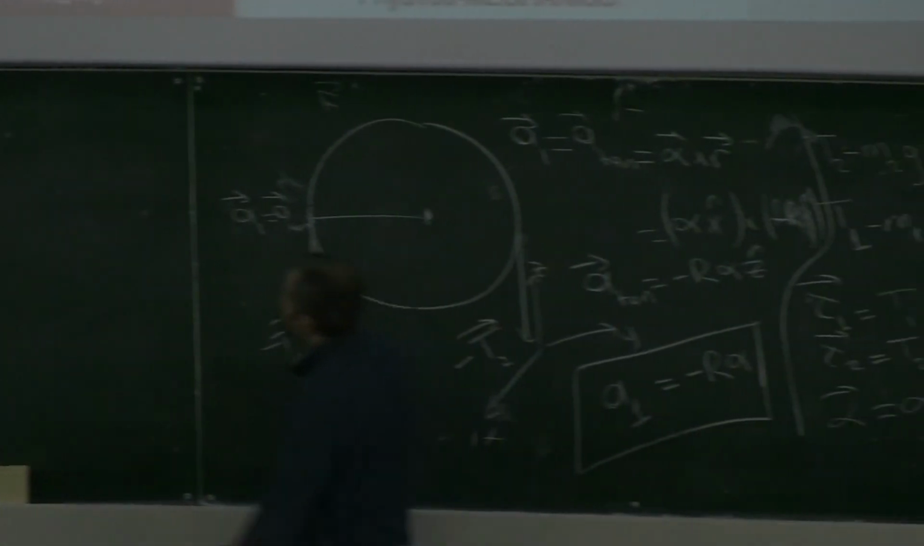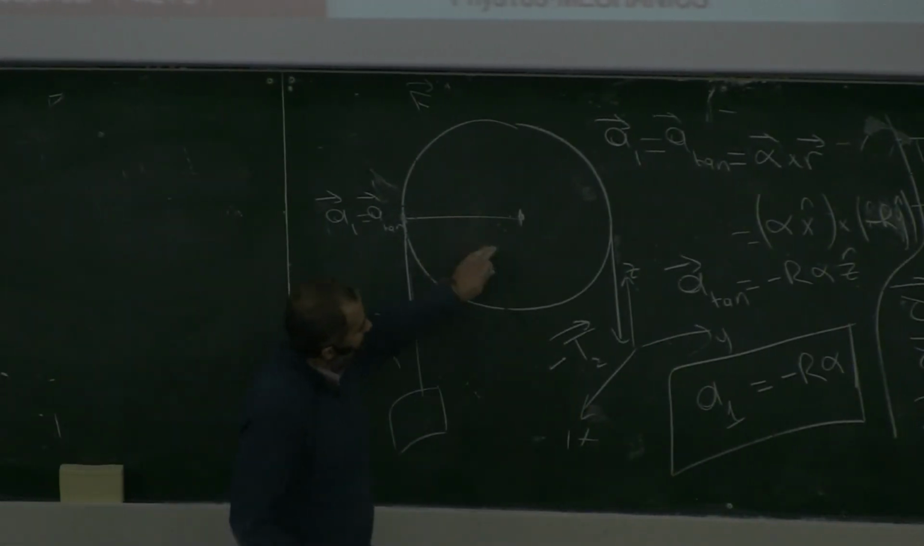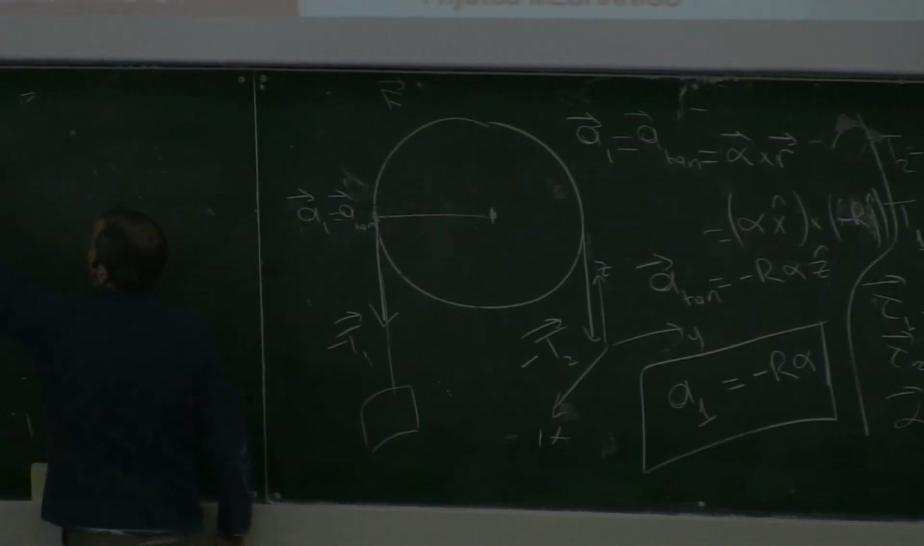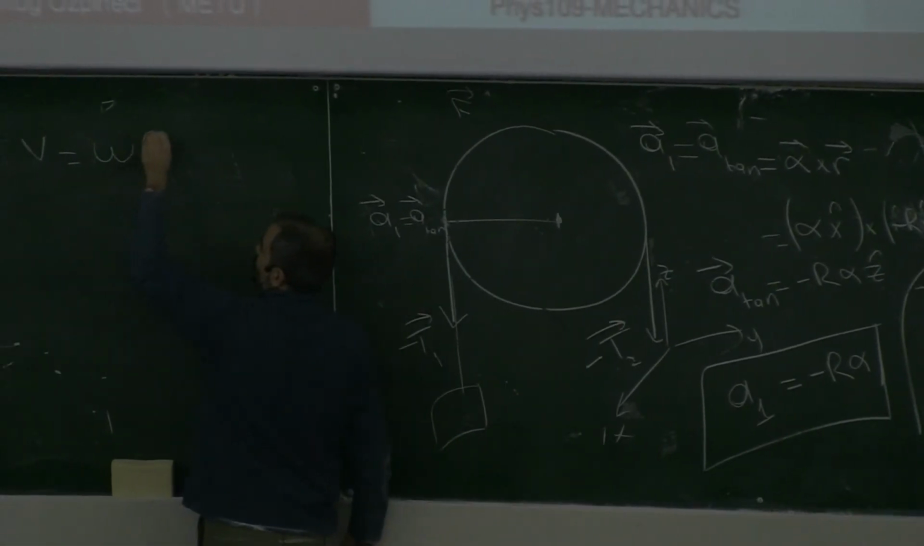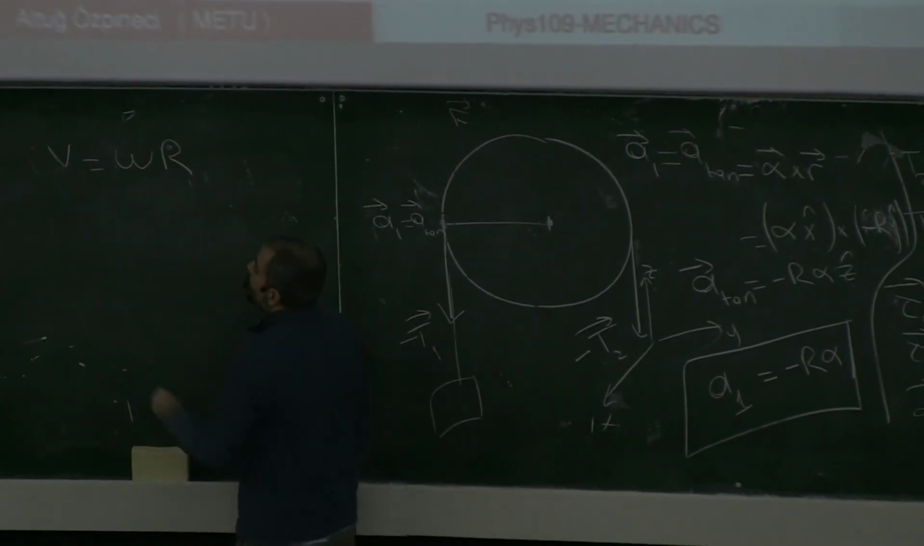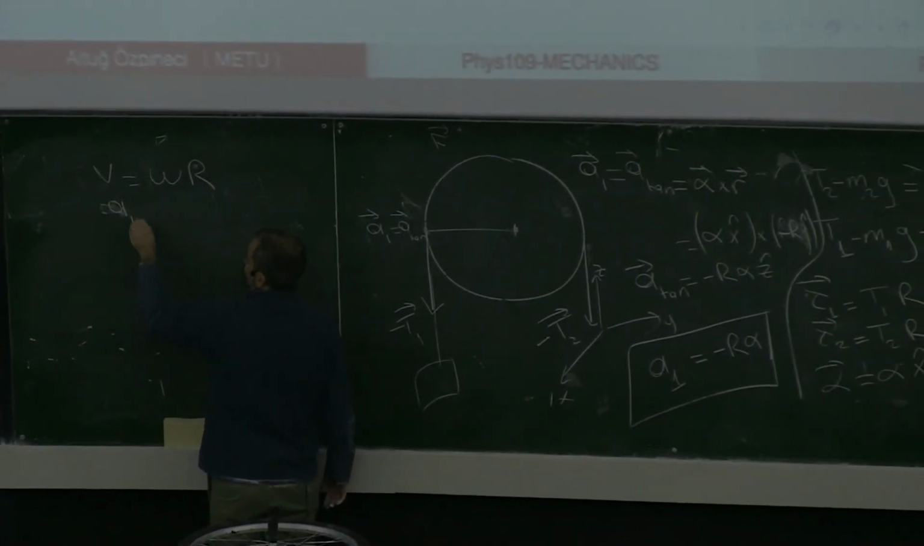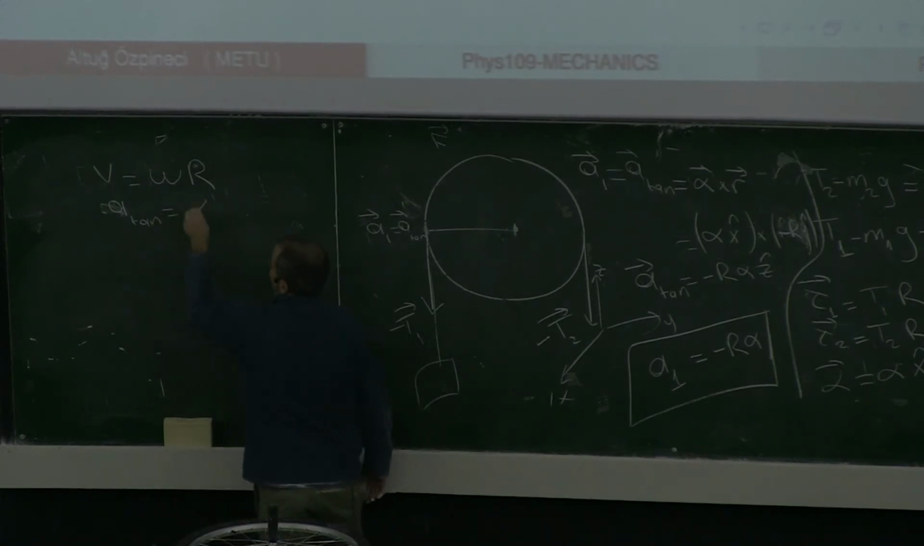Now, let's come to this one. It's kind of easy to remember this one. The speed of any point is nothing but the angular velocity times the distance from the axis of rotation, and the acceleration of any point, the tangential acceleration, is nothing but the angular acceleration times r. This distance is fixed, so if you take the time derivative of this relation, you get the tangential acceleration, and the time derivative of omega is just alpha.